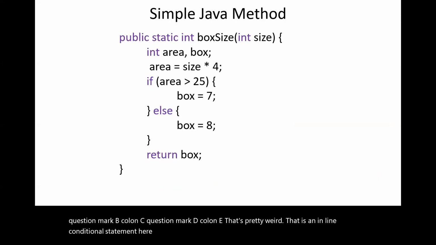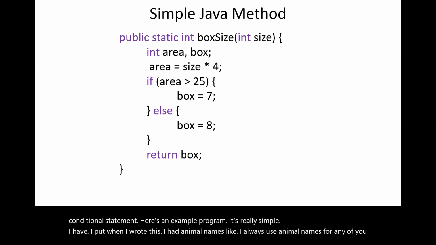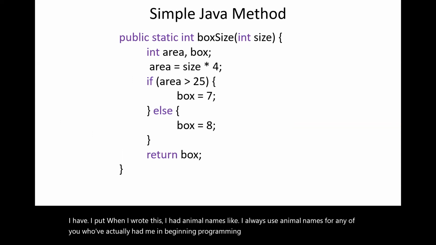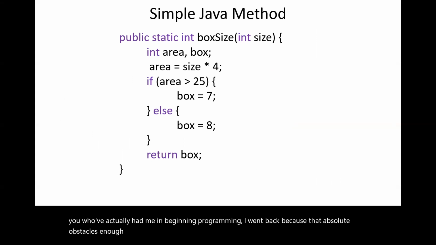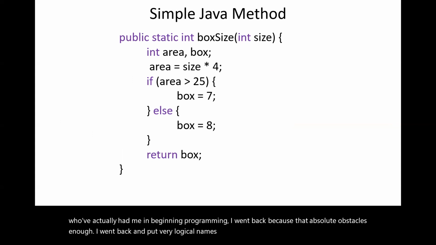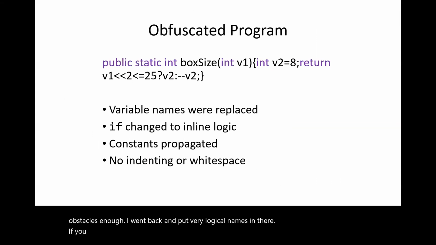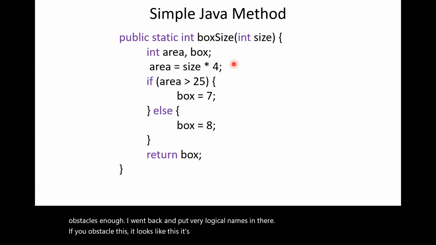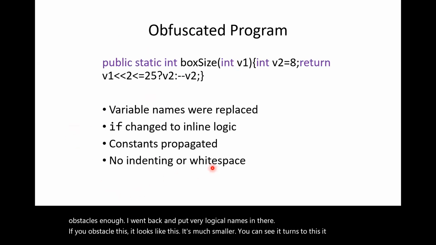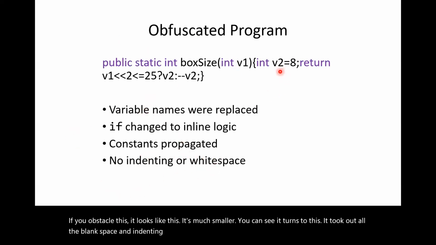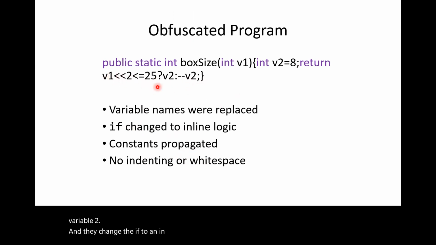Here's an example program. It's really simple. When I wrote this, I had animal names, like I always use animal names for any of you who've had me in beginning programming. I went back and put logical names in there, because animal names absolutely obfuscate it enough. If you obfuscate this, it looks like this. It's much smaller. It took out all the blank space and indenting. It changed the variable names. Now we have variable 1, variable 2, and they changed the if to an inline if, which is really weird.